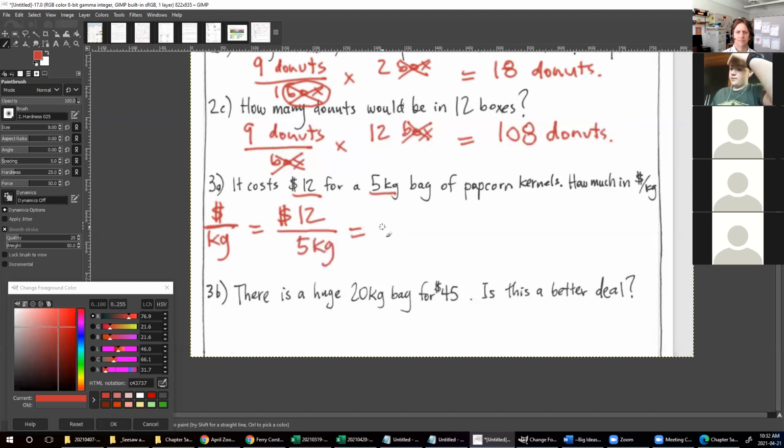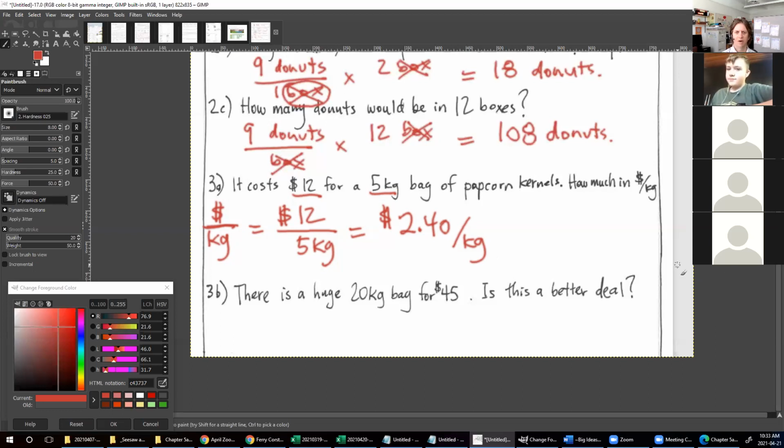Okay, this is easy. 12 divided by 5. My units are right. I've got dollars per kilogram. So as long as I do this, then it's 2.4. I'll just make it $2.40 per kilogram. Hopefully this is all making sense to everyone.